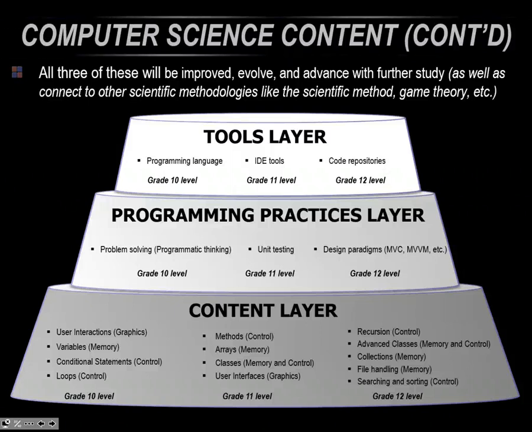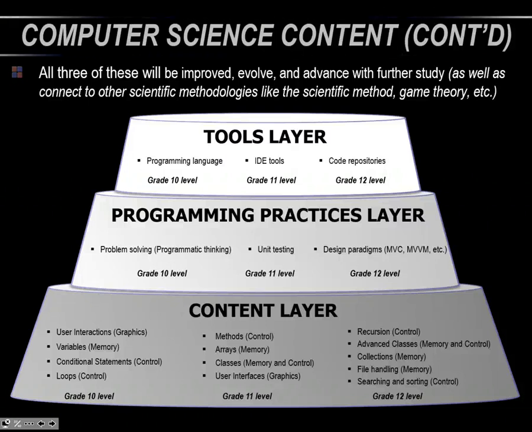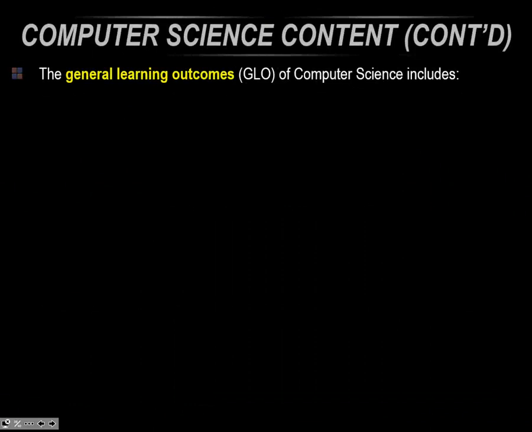The programming practices or the methods level. So at the grade 10 level, it's more like programmatic thinking and basic problem solving. At the grade 11 level, I introduce something called unit testing. And at the grade 12 level, you can even get into things like design paradigms and design techniques. In terms of content, I'm not going to read the entire list to you, but at the grade 10, 11, and 12 level, each level of content just continues to build off the next one and move forward throughout the courses. The general learning outcomes of a computer science course include the following.